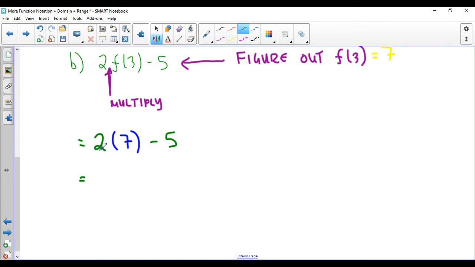And then now we just follow BEDMAS. So 2 times 7, that is 14. And then minus 5. And then now we just do the simple calculation. 14 minus 5 is 9. And that is that.